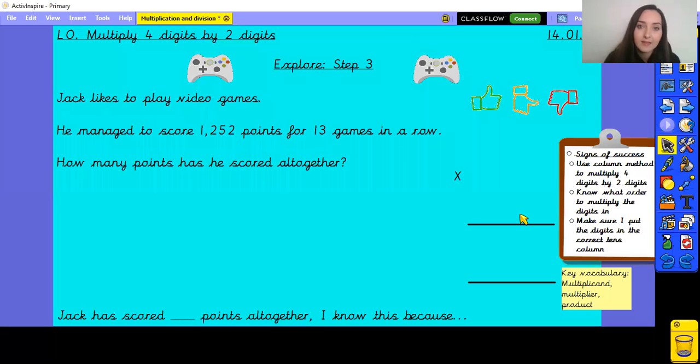Okay, so here is the step 3 input. So on the board I have a problem I would like you to try and help me solve. So Jack likes to play video games. He managed to score 1,252 points for 13 games in a row. How many points has he scored altogether? So what I'd like you to do is pause the video and have a think about what multiplication you need to do here using column method. And if you feel confident, have a go on your own in your books.